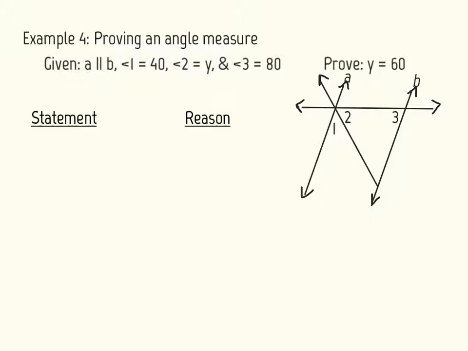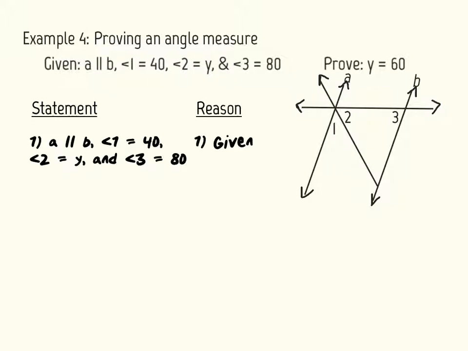For this next one, we want to prove, given A is parallel to B, angle 1 is 40, angle 2 is y, and angle 3 is 80, we want to prove that y equals 60. Okay, so I'm going to start with my given. So I have A is parallel to B, angle 1 equals 40, angle 2 equals y, and angle 3 equals 80 by our given.